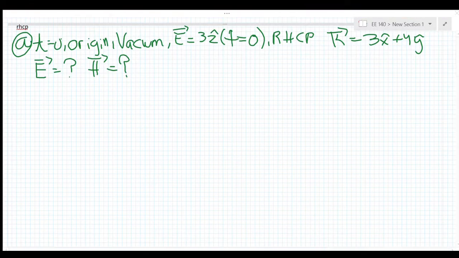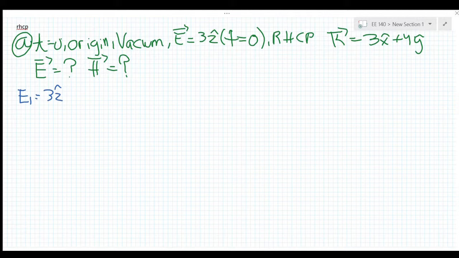So starting off with the electric field, our first component is going to be 3z hat, which is given, and then at t equals 0 cosine survives, so we're using cosine of omega t minus 3x minus 4y.